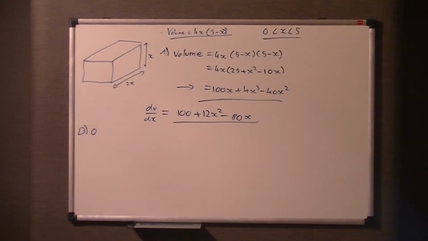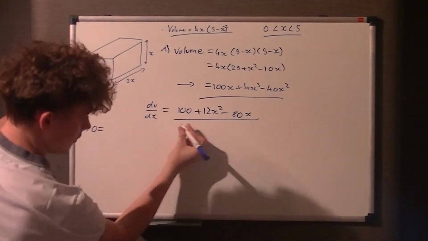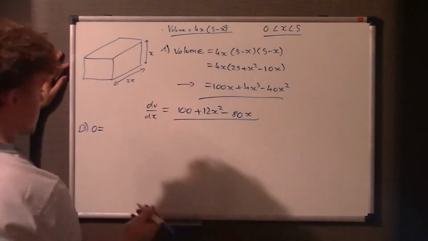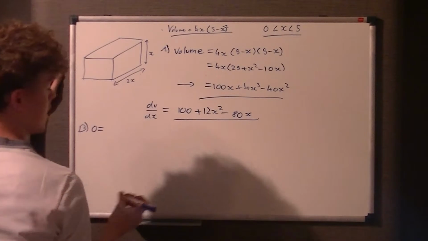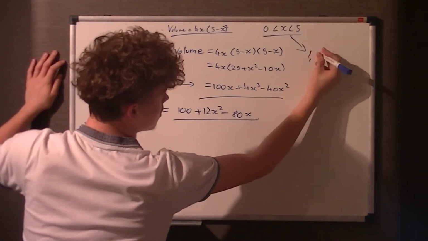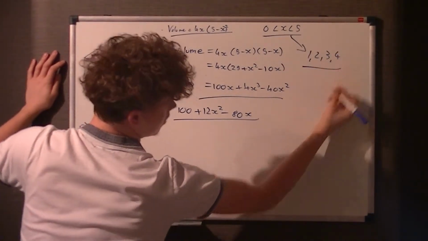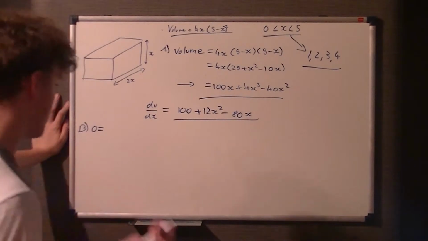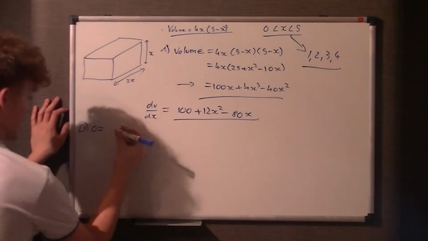So dV/dx is going to be 0 because that's a gradient function. So if we put 0 here, what we're doing is finding what x is, so we can put it back into this equation. But it says here x is between 0 and 5. So we know x is going to be 1, 2, 3, 4. And obviously they could be integers, they could be decimals.